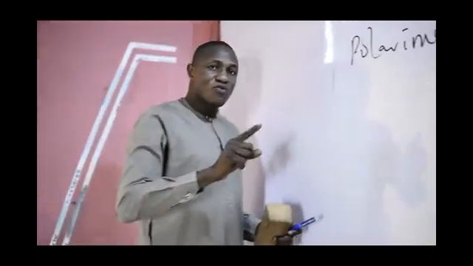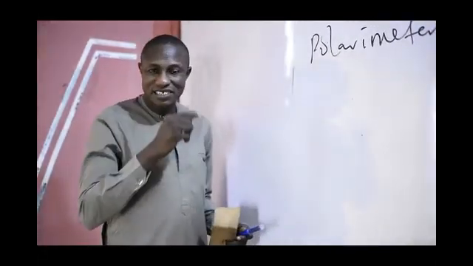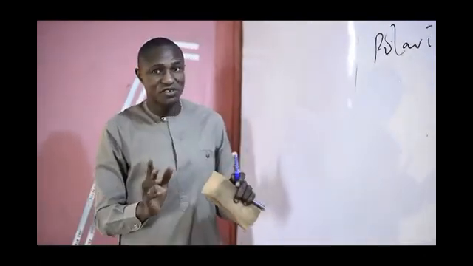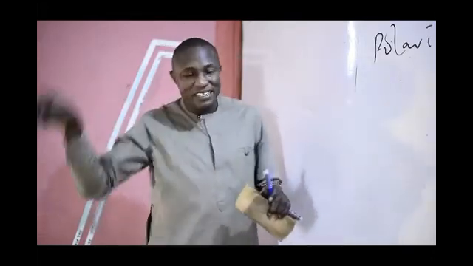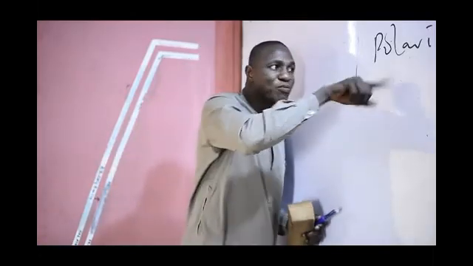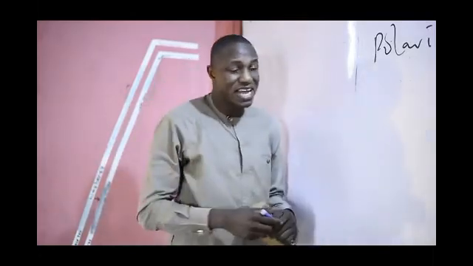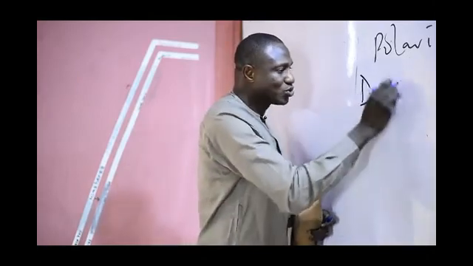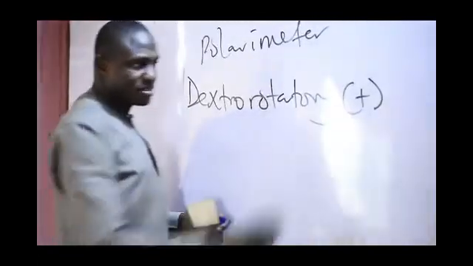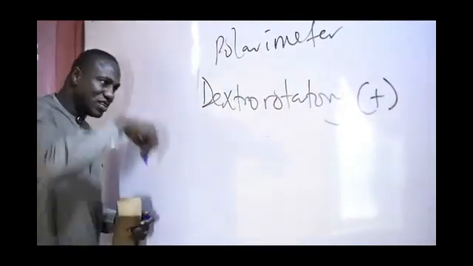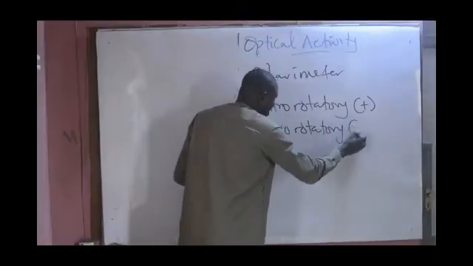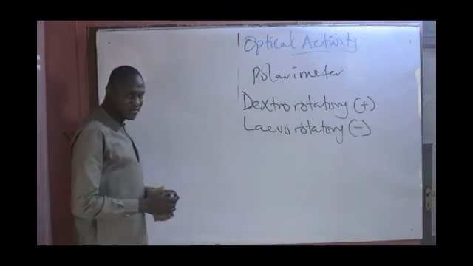Okay? And when you place a molecule in a plane of polarized light, the molecule can rotate in either of 2 directions. The first is to the right, which is clockwise, and the other is to the left. So when a molecule rotates in a plane of polarized light towards the right, we call it dextro-rotatory, and that is indicated as plus. But when the molecule rotates to the left, we call it levo-rotatory, and that is indicated as negative or minus.